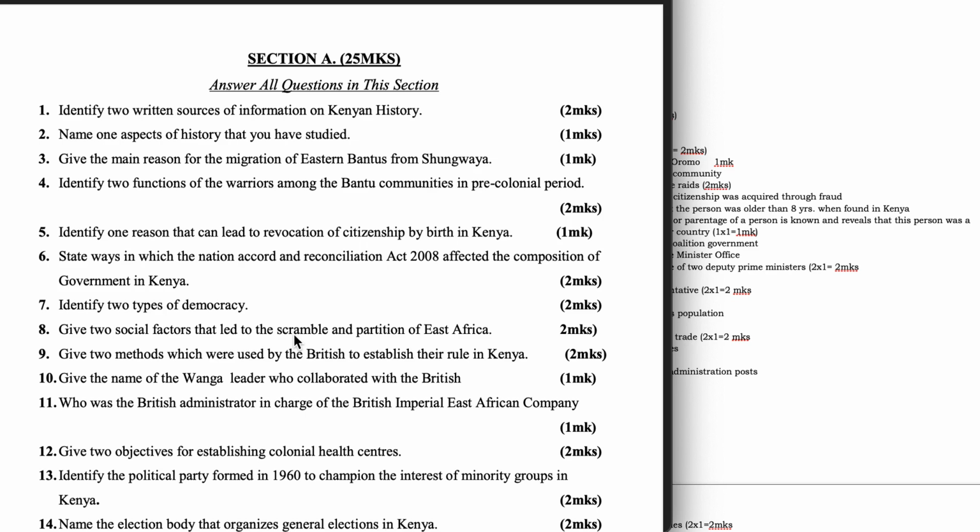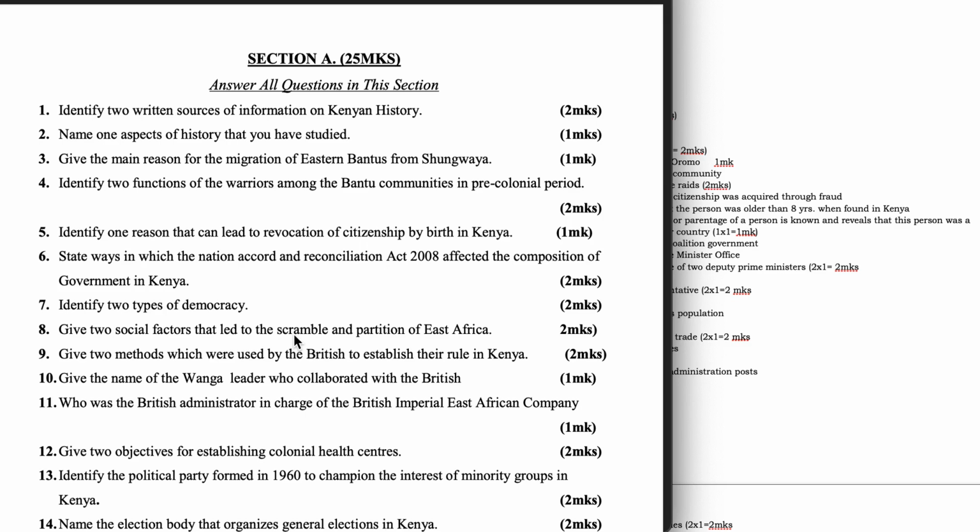Welcome. Today we are looking at History Paper 1, questions and answers. Section A, 25 marks. Answer all questions in this section.